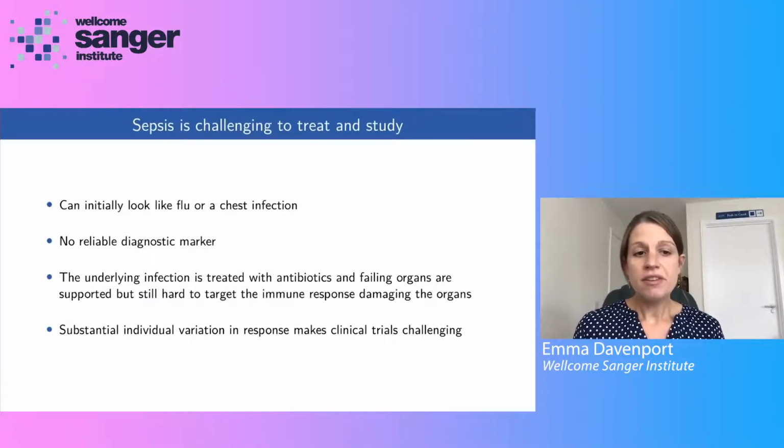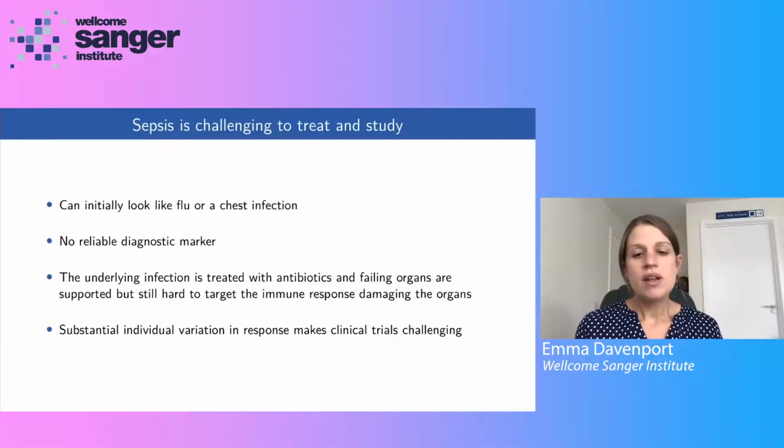In terms of current treatments, the underlying infection can be treated with antibiotics, and any organs that are failing can be supported. So for example, if someone has problems with their kidney, they can be put onto dialysis. But it's still very hard for us to target the immune response that we think is actually damaging the organs, and we don't have good drugs to be able to do that.